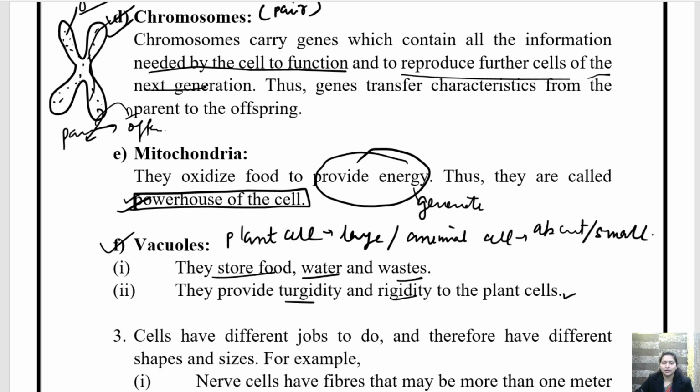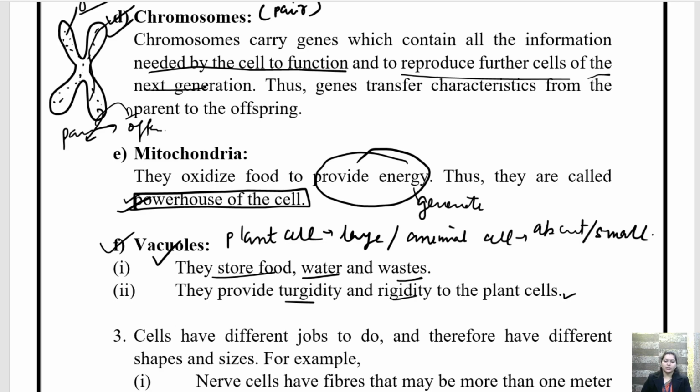Turgidity और rigidity क्या होता है बेटा? Turgid मतलब होता है to make it stiff. Okay, turgid means to make it stiff and to withstand its strength. That is called turgidity. Rigidity मतलब कि to make it hard and to make it rigid and stand at the same place. Okay, so this is called turgidity and rigidity of a plant cell. क्योंकि plant cell it cannot move, plant cannot move. Okay, plant needs a strength, so all these things are provided by vacuole by storing food, water and waste.